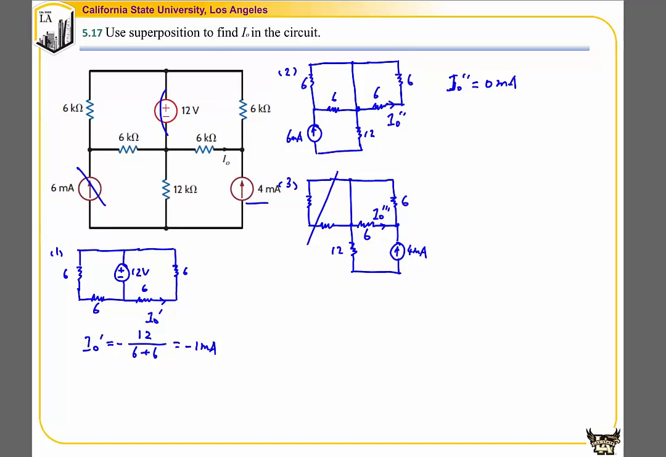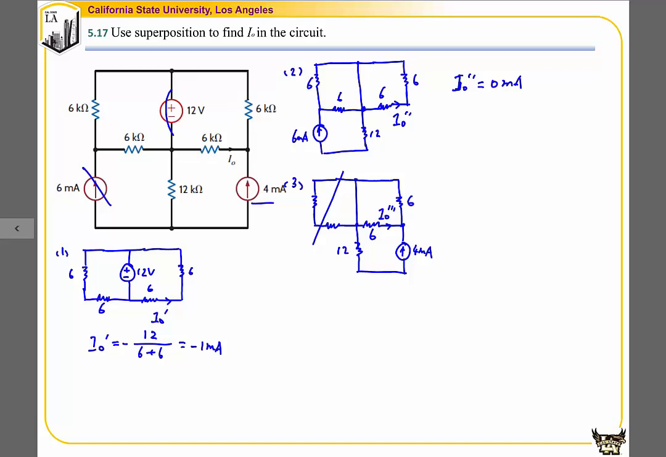We know that the currents going through the 2 branches are even. So we find I naught triple prime is equal to -2 milliamp. Pay attention to the direction of I naught triple prime, which is different from the current direction of this power source. Then we can write the conclusion.